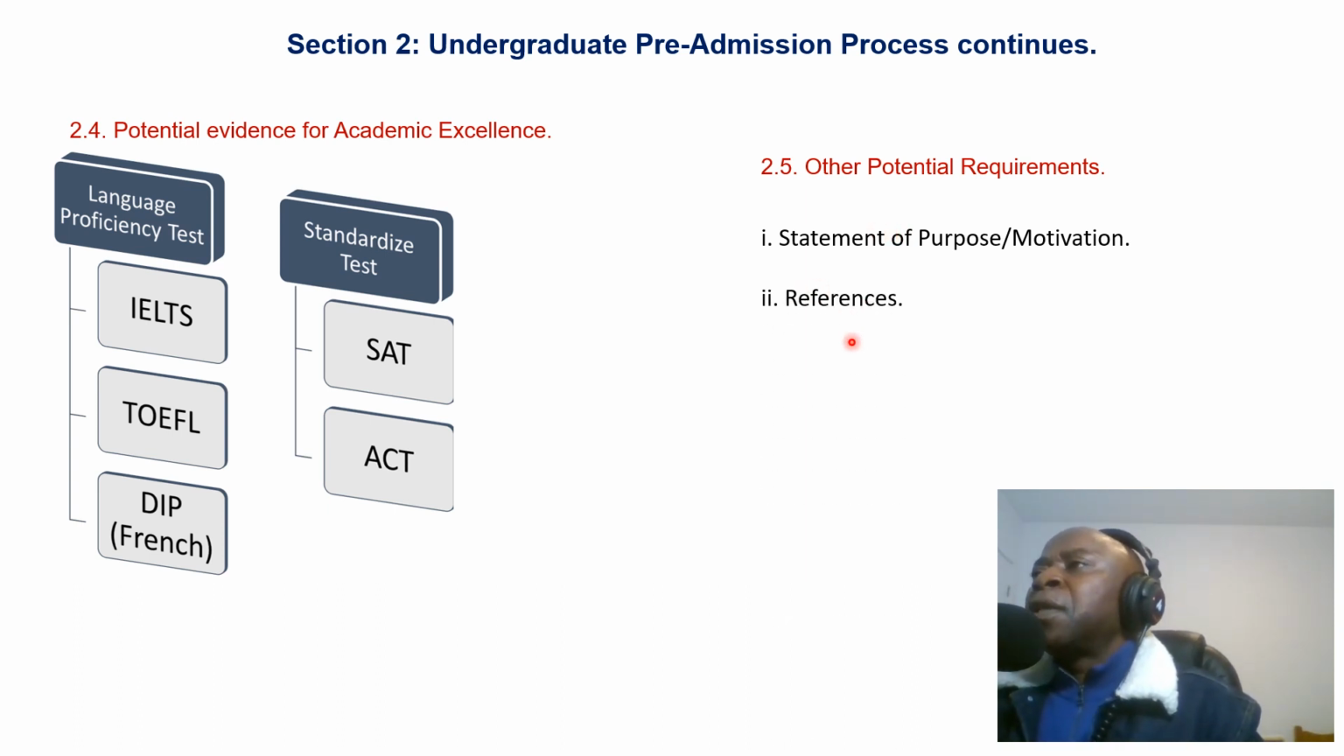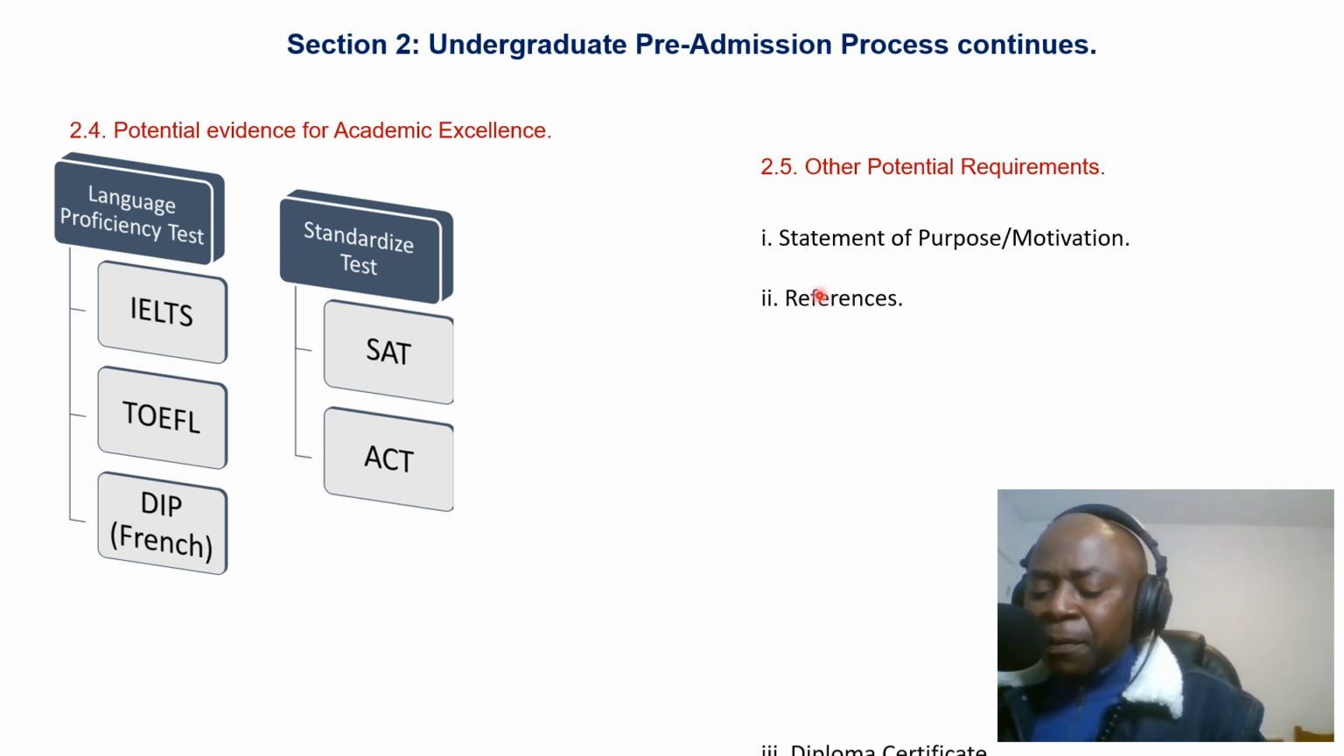Then reference. So you need to prepare referees. You should have about 2 or 3 referees, depending on the number the university may want. But normally, it's always about 3. Two of them should be people that have taught you, maybe in secondary school or A level. Then one of them should be somebody that can attest to your character.